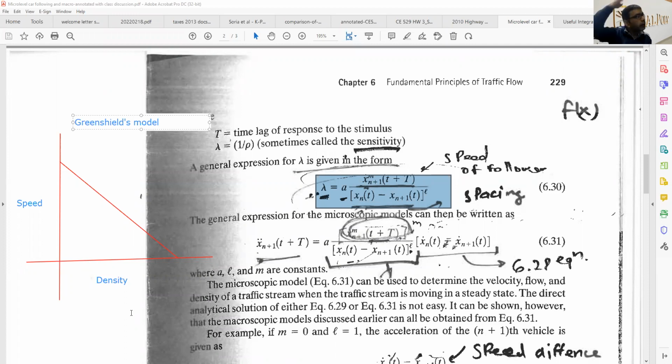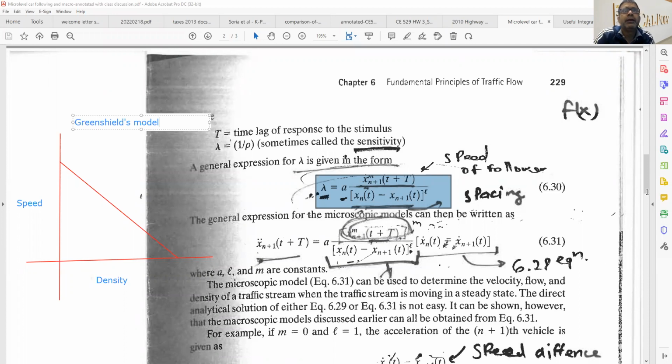Okay. And you can derive that Greenshields model by making certain assumptions about M and L. In this class, just to keep the math simple, we are always going to assume M to be 0, because if you put in M equal to 0, this part of the numerator, anything raised to power 0 is 1. So this whole thing becomes 1.